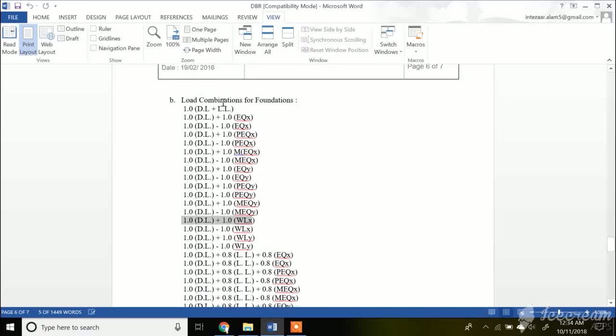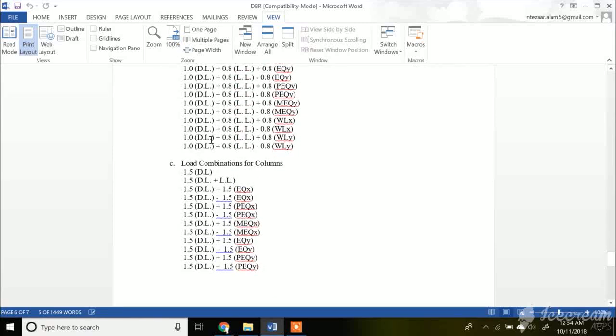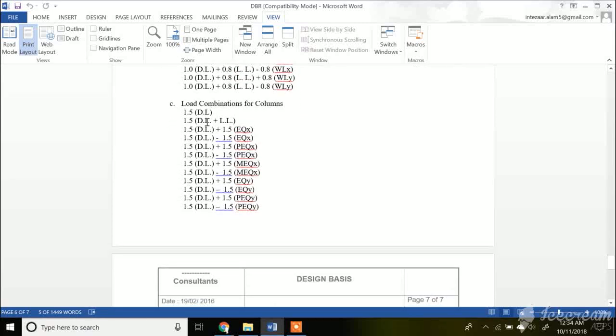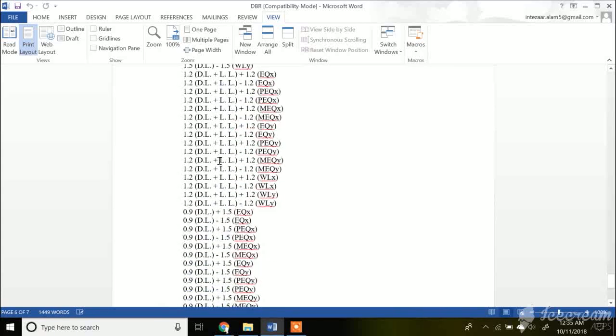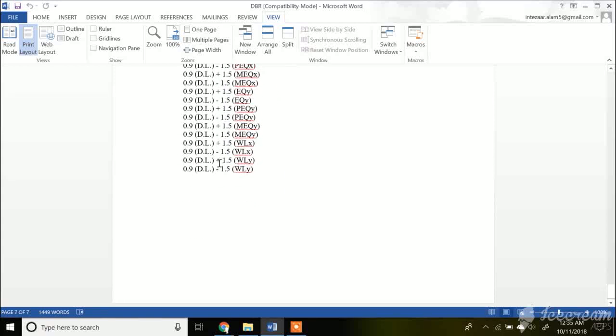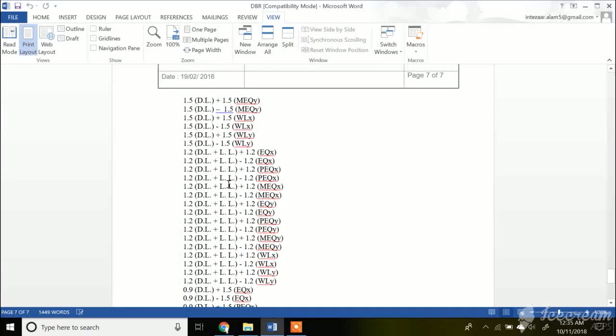So when we are designing, basically your design load combinations are: dead load, dead plus live, dead load plus earthquake, dead load earthquake positive x, negative x, earthquake positive x, positive y. This is the eccentricity, based on your eccentricity in the y direction. So these combinations you can just apply as per your specification, as per the code.